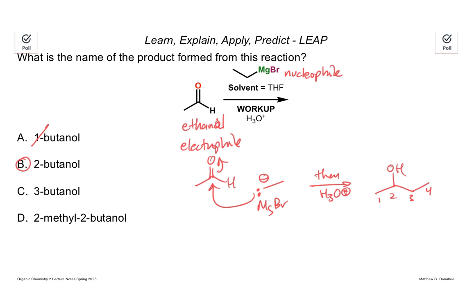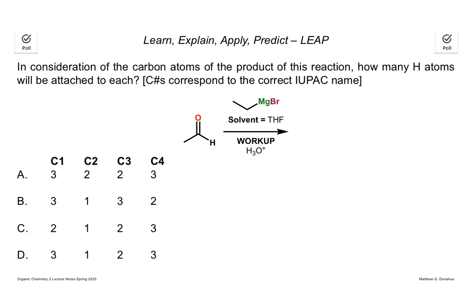What would the intermediate for that look like? So as a review, there's the 2-butanol with the carbons numbered. How many hydrogens are attached to each carbon?